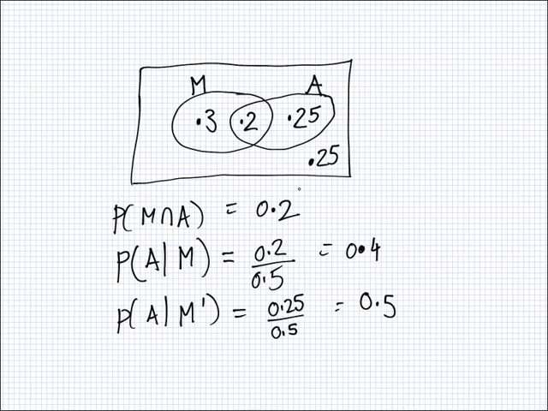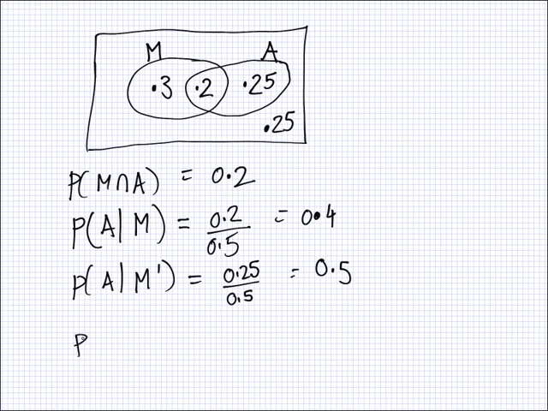And then lastly, probability of being female and accepted. What's that one here? 0.25.